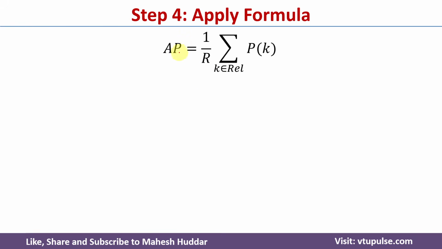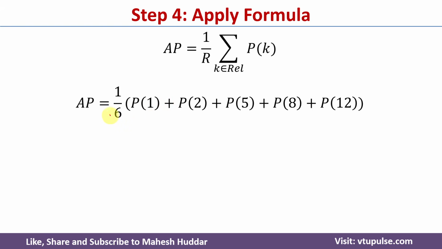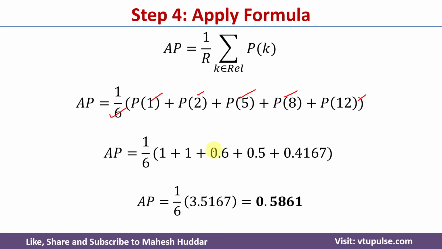So the formula is average precision is equal to 1 divided by R summation of Pk for all k belonging to relevant documents. So here R is nothing but the total number of relevant documents, and the ranks of relevant documents are 1, 2, 5, 8 and 12. Once you put these values in this equation, we will get AP, that is average precision, equal to 0.5861. This is how we calculate non-interpolated average precision for the given retrieved documents.